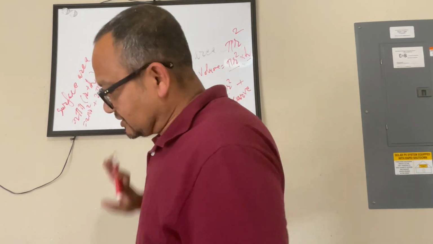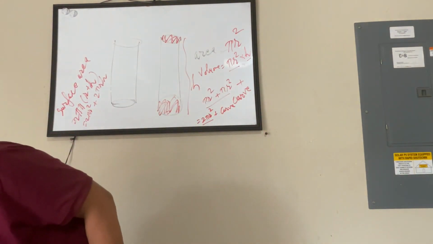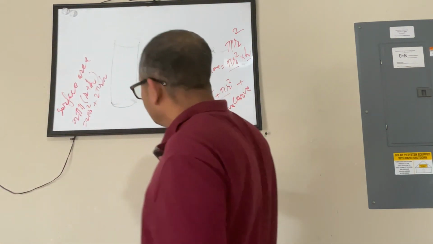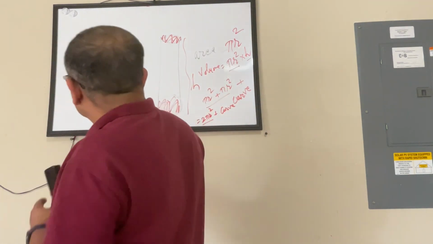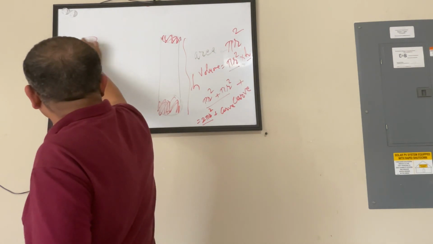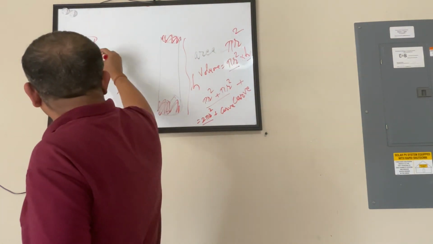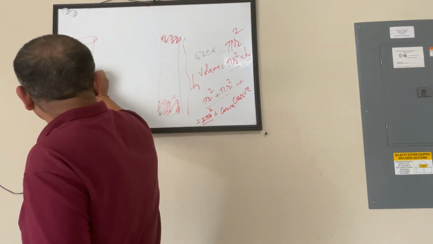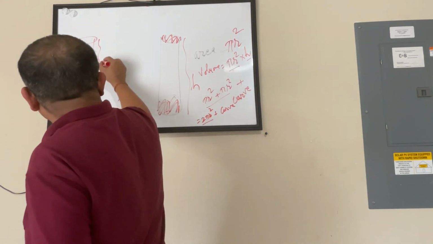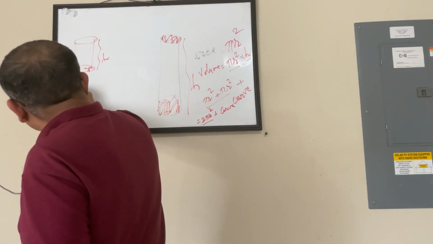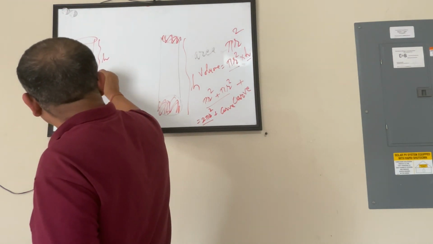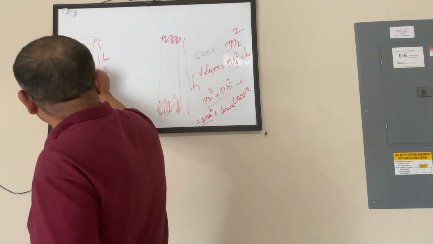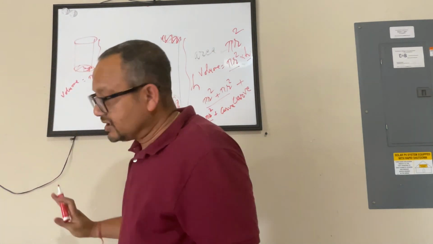I'm just trying to give you a clue. So let's look at a cylinder. The radius is r and the height is h. Volume will be pi r square into h, so the area multiplied by h. This part is clear, right?